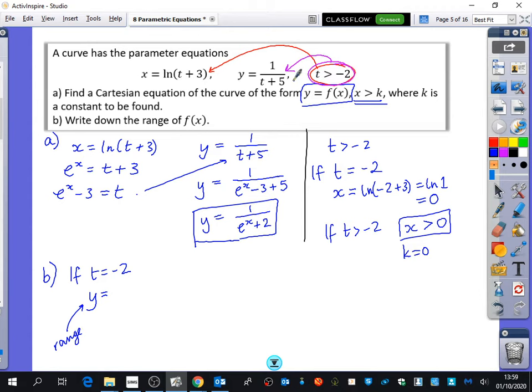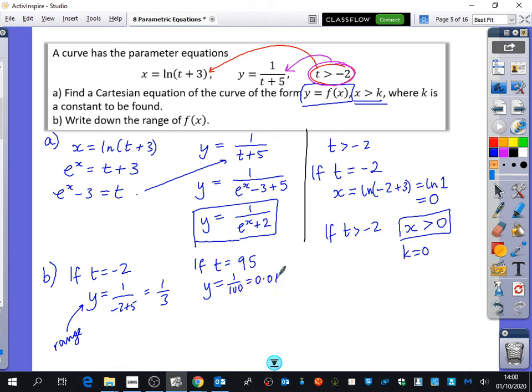A third. Good. 1 over -2 plus 5. It would be equal to a third. Now, because we know that t is greater than -2, we just want to find out what happens if we make t bigger than -2. So what about if t is equal to something really big, 100? Or I'm going to do 95 because I'm going to get a 95 plus 5, and that's kind of easy, okay? So if t is equal to 95, I'm experimenting and trying out some different values here. Y would be equal to 1 over 100, which is equal to 0.01.